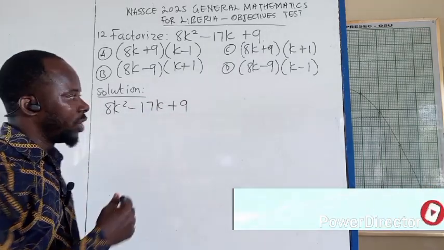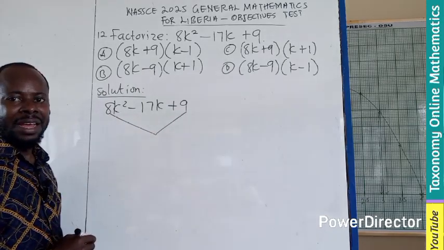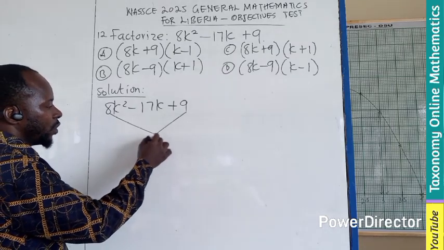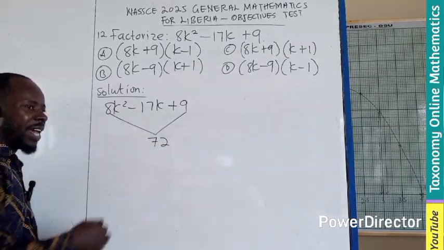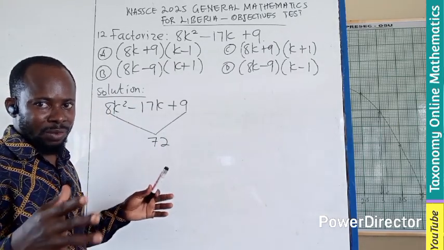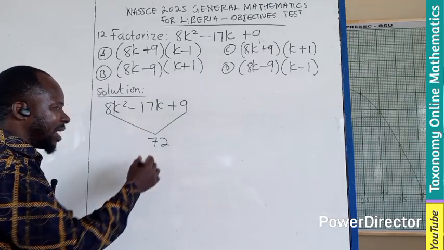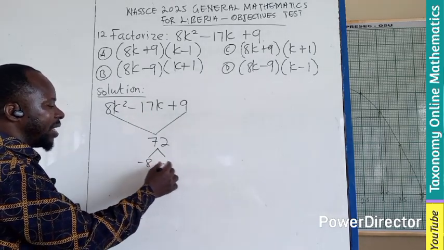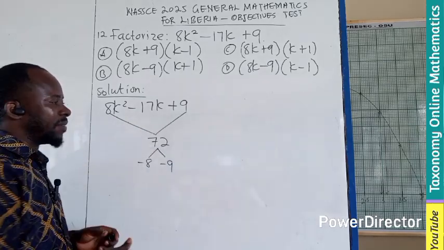The first thing to do is to multiply the constant and the coefficient of k squared, and that will give you 72. Now, this being positive and this being negative means that the two factors we are looking for must both be negative, so that when you add those two factors, it gives you a negative 17. And I can go for a factor of negative 8 and negative 9. These two, when added, will give us a negative 17.